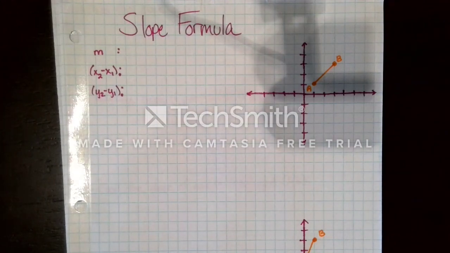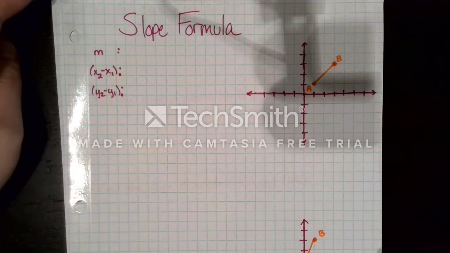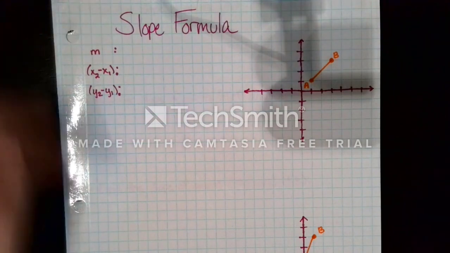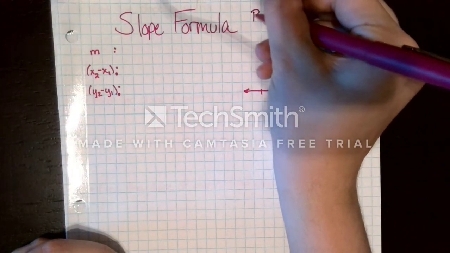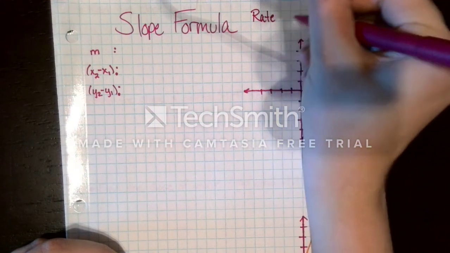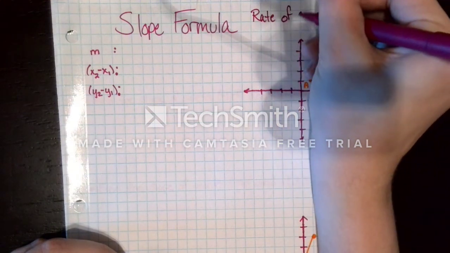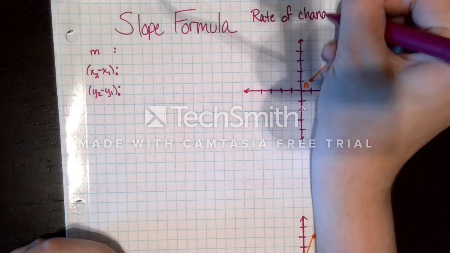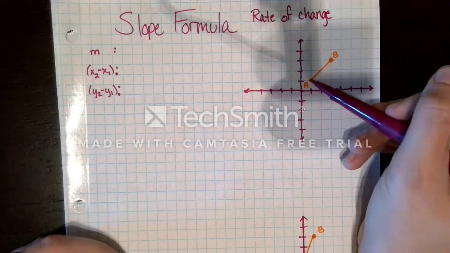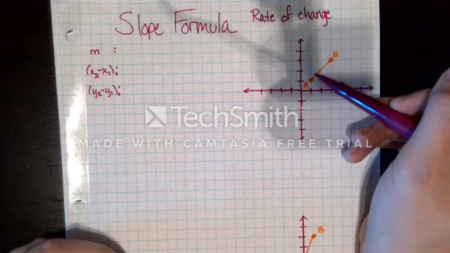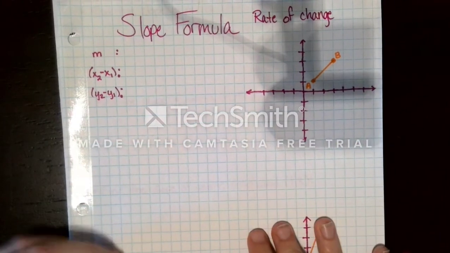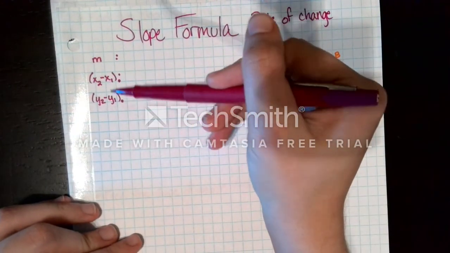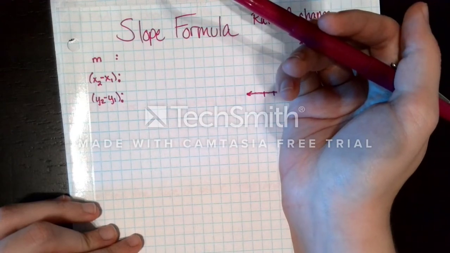Okay guys, so for today we're going to be focusing on the slope formula. Now the slope formula can also be known as something called the rate of change. What that means is we're trying to find the average change between given points on a linear graph. So for here, let's first figure out what each part of our formula means.